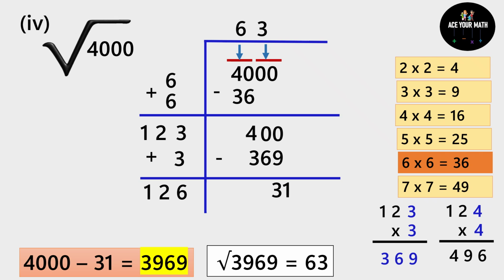So what is the least number you subtracted? That is 31. And what is the square root here? That is 63.